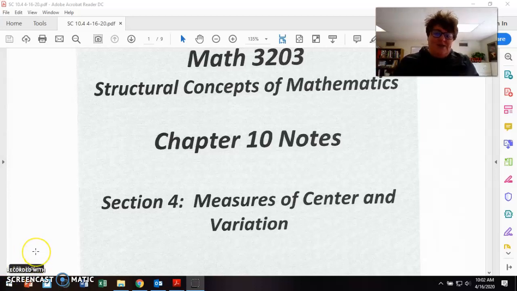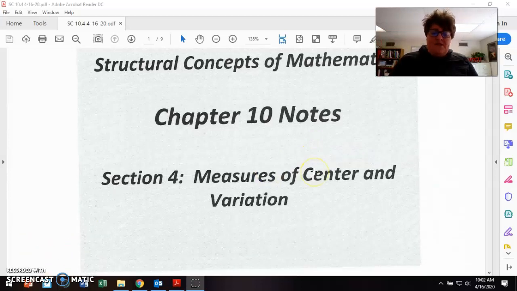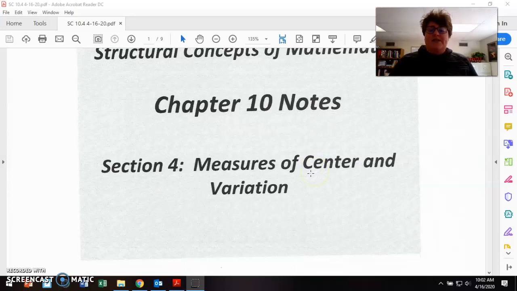So today what we want to do is finish off statistics. We did graphs, and from what I looked at, the majority of you did really good on your graphs. So that's exciting. So we want to move to section 4, which is measures of center and variation. Now, measures of center.